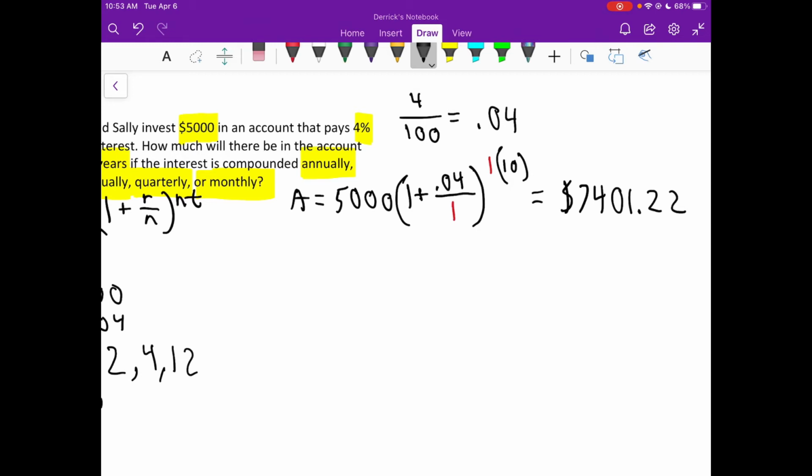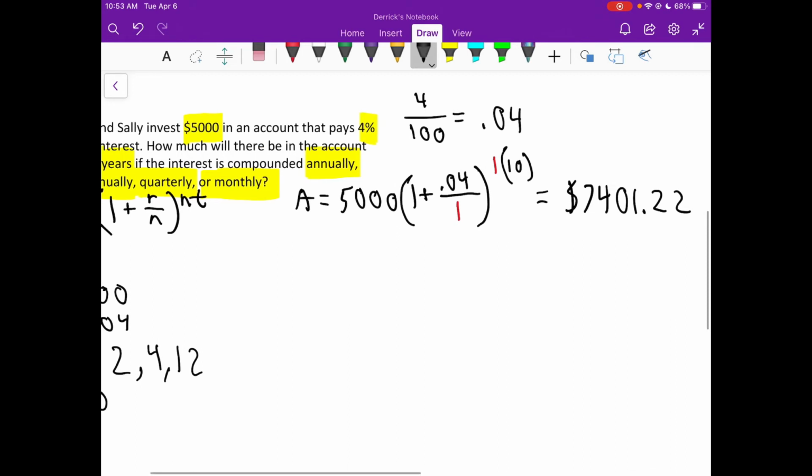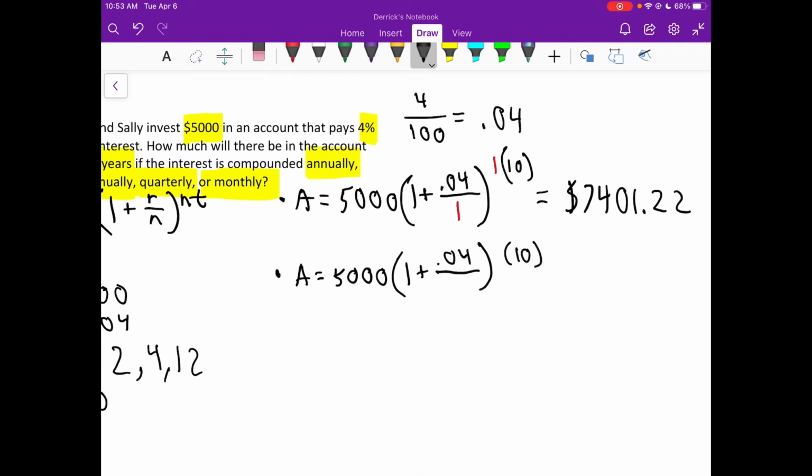If you got that correct, then you probably shouldn't have too much problem with the other 3. Because if that's for annually, then if we do one for semi-annually, almost everything is going to look exactly the same. It's still 5,000 times 1 plus 0.04. The only difference is now it's going to be an N value of 2, because semi-annually means twice in a year. And so that's going to be the only difference. Everything else is the same, and you just need to plug all of that into your calculator and see what you get for that.